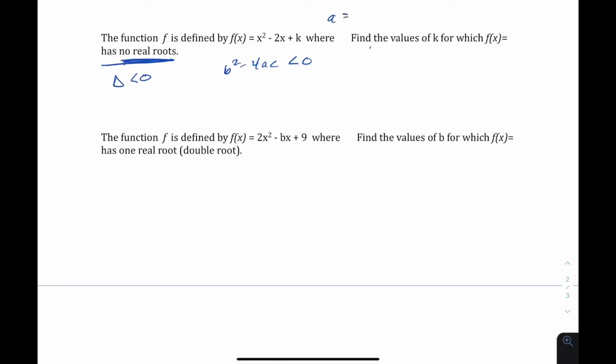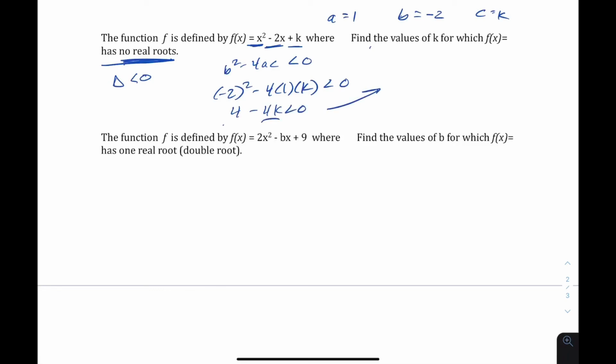What's a? Coefficient of x squared, so 1. B, coefficient of linear term, so negative 2. And c is a constant term, which in this case is k. Let's plug it all in. So I get negative 2 squared minus 4 times 1 times k is less than 0. So let's do some math. 4 minus 4k is less than 0. Let's solve for k here.